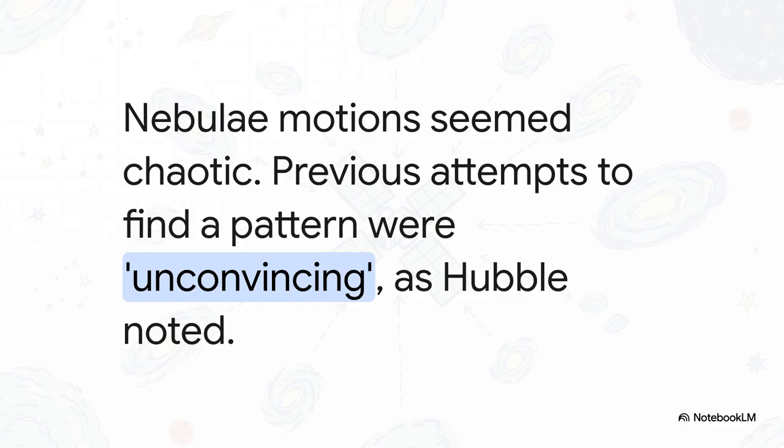And here's the thing. These galaxies were moving. Some seemed to be coming towards us, others were flying away. But their movements just seemed chaotic, a total mess. As Hubble himself puts it right in the paper, all the previous attempts to find some kind of pattern had been, in his words, unconvincing. It was a cosmic paradox, and nobody could figure it out.